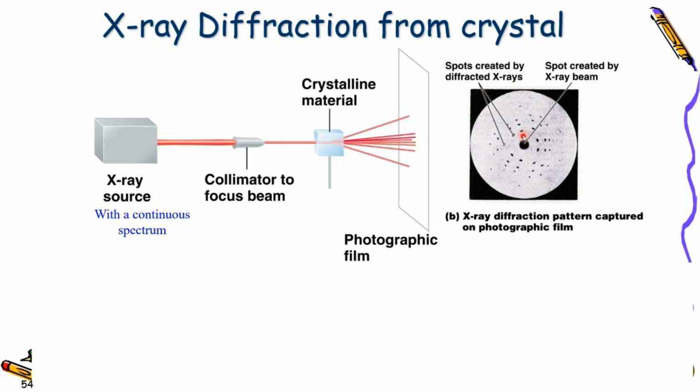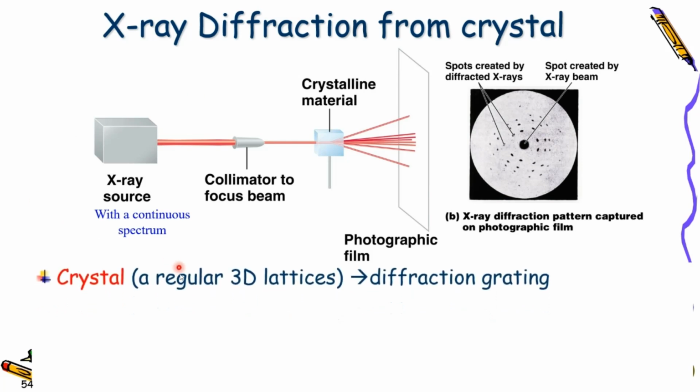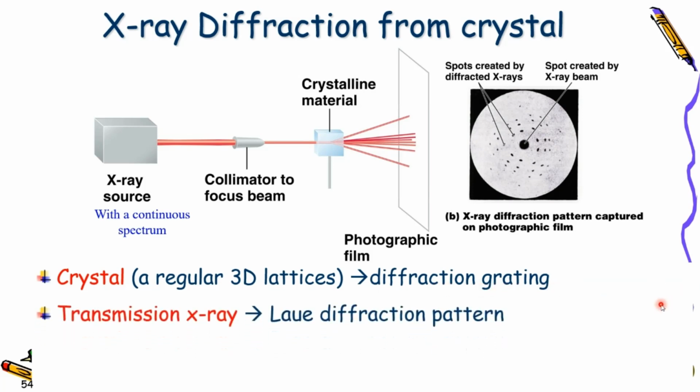Okay, so by identifying the direction and the distance of these small spots, you can identify what kind of material this is, or which plane is facing this X-ray. Those are things you can find out. Because a crystal is a regular three-dimensional lattice, as I just told you, a single crystal is packed very well and in order. So we regard this as a kind of diffraction grating. You can have a diffraction pattern, and this X-ray is very strong, so it passes through, and this is what we call a Laue diffraction pattern.